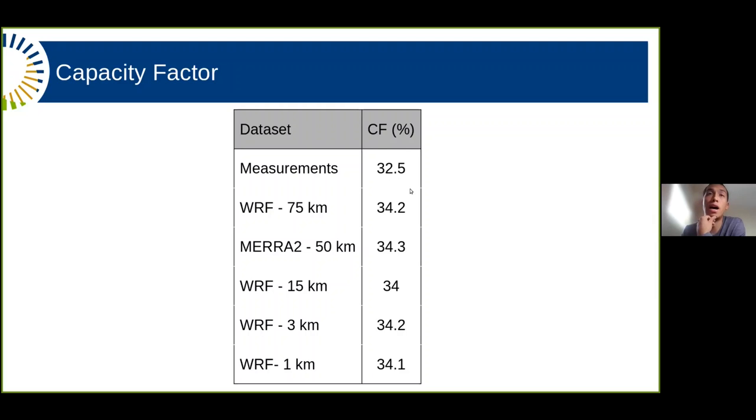The real capacity factor for this wind turbine is 32.5, and the models are able to reproduce it to a certain extent. They overestimate the power production, but still they are within a certain range of error. So we got a really good approximation with this. Still, we got an error, but it's an error that we can measure and take into account. So for future students.